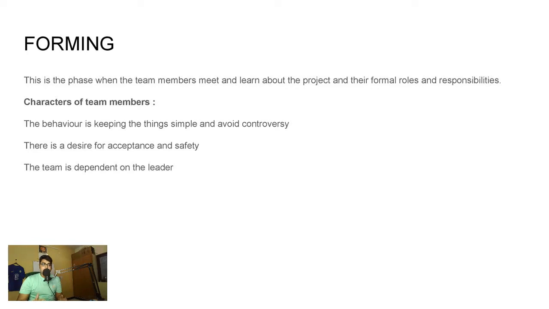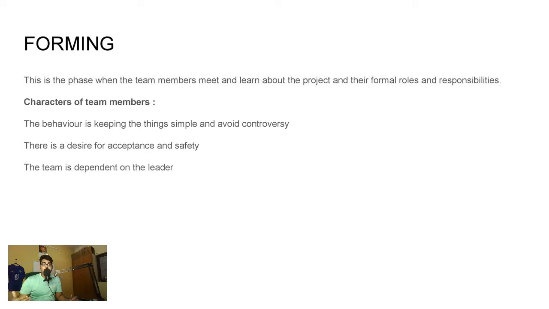As the name suggests, this is the phase when the team members are actually put together to form a team. This team can comprise of various members from a global community with a combinational skill set coming together to achieve something as a project. But once they come in, they're obviously not going to be well connected. So that is why the characters of the team members, which is written here, makes a lot of sense. The behavior is keeping the things simple and avoiding controversy.